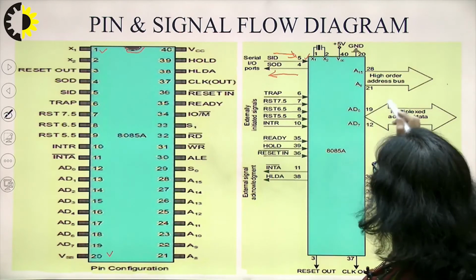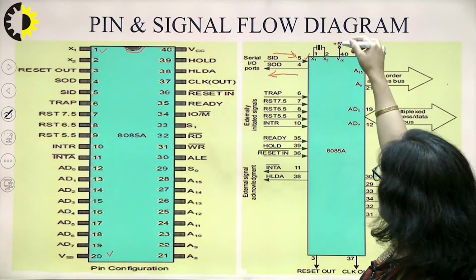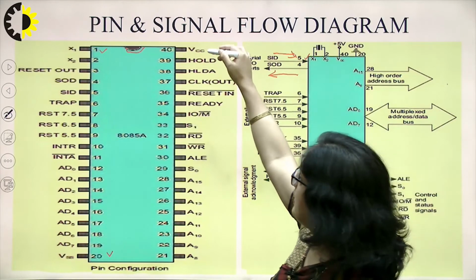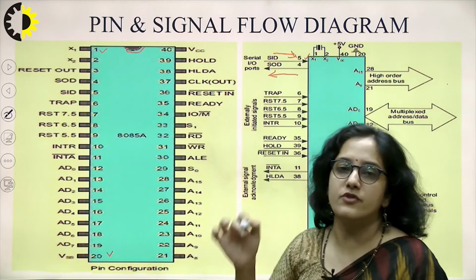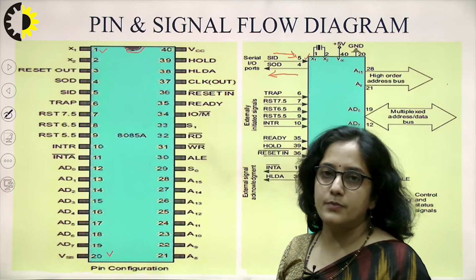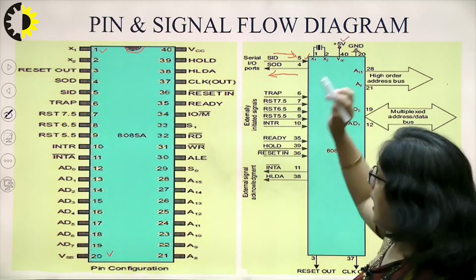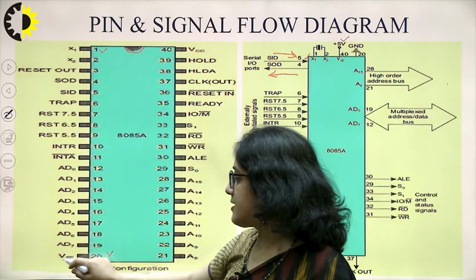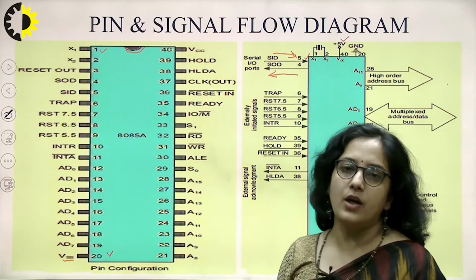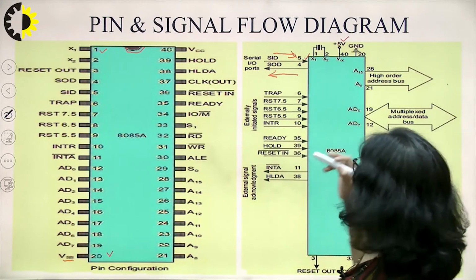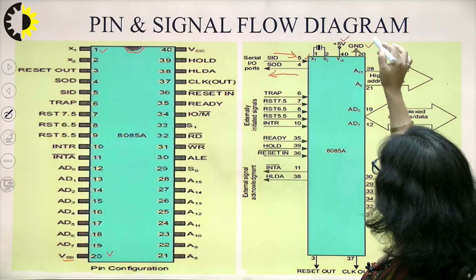Here we can see VCC, that is pin 40. VCC is the power supply. VCC stands for the positive power supply, so we connect it to plus 5 volt. Pin 20 is VSS, which we consider the negative supply, or the ground level. So VSS we connect to ground.